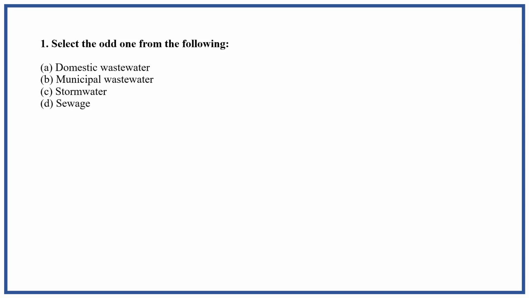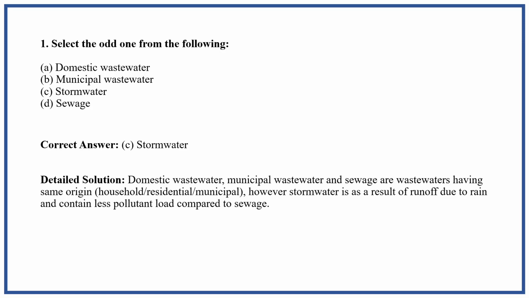Stormwater. Okay, so why do you think it's storm water? Because it's relatively clean. It's related to rainwater only. Yeah, so we can see that the other three options, that is domestic wastewater, municipal wastewater, and sewage, will have a higher load of pollution, that means a higher amount of organic matter present in the wastewater. Whereas stormwater is basically the runoff or the rainwater which is flowing and being collected at some place. So the odd one out will be the stormwater.